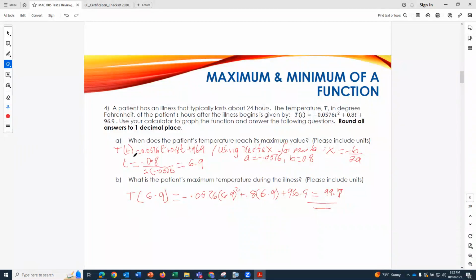Okay? And this is so simple. You just use the vertex formula, which is x equals negative b over 2a. Identify your a and your b in the equation. And now the t will be negative b, in this case 0.8, divided by 2 times a, which is 0.0576, and it comes out to 6.9. And what is the patient's maximum temperature? It is the temperature at the t vertex, T of the t vertex, that will be 99.7. Any question?